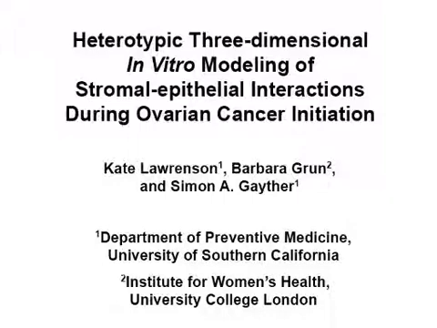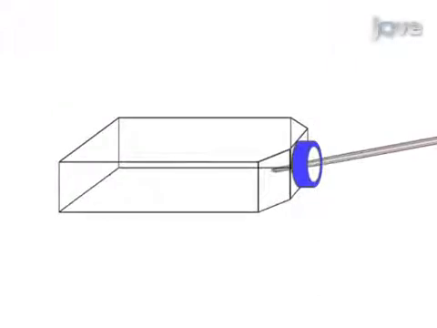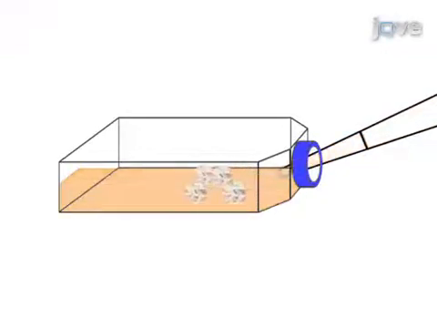The overall goal of the following experiment is to generate three-dimensional heterotypic models of early-stage ovarian cancer development. First, generate hTERT immortalized cell lines derived from primary normal ovarian epithelial and fibroblast tissues.